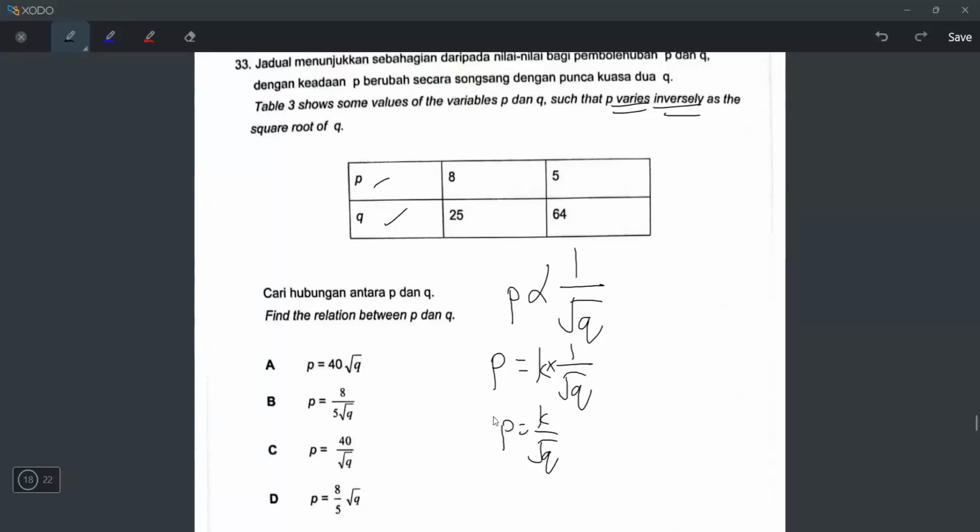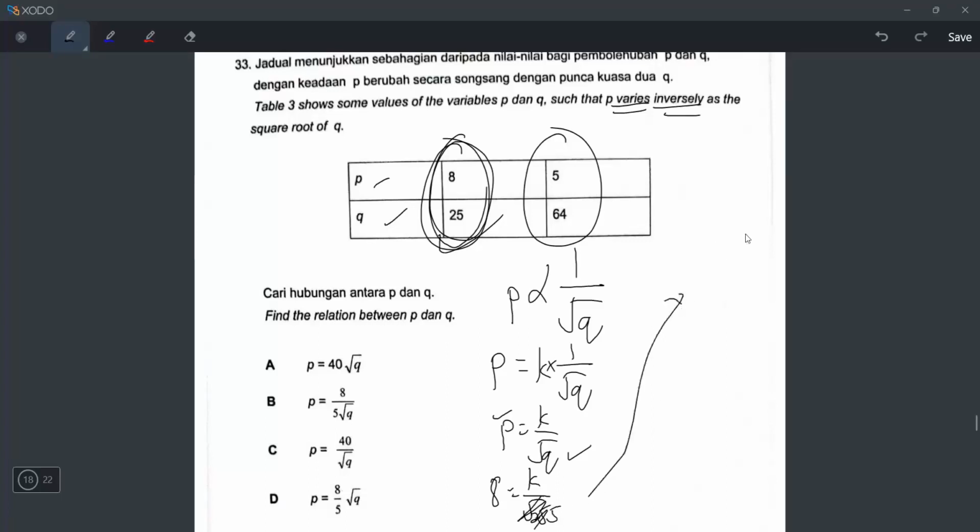And how to do that? You need the P value and Q value. So you can use this, and then you can use this also. Both also can use. You will get the same answer. Let's use 8 and 25. So P is 8, and then Q is 25. So square root 25. But we all know square root 25 is 5. So K equals to 8, and then this divide 5, it move here, become times 5. So K is 40. And don't forget to rewrite.